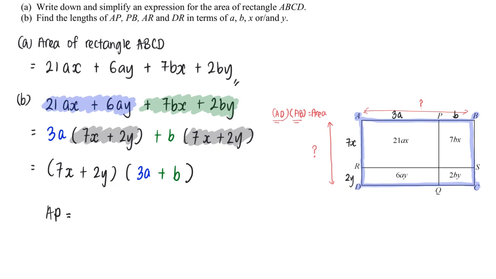So my AP will be equal to 3A. PB is B. AR is 7X. And DR is 2Y.